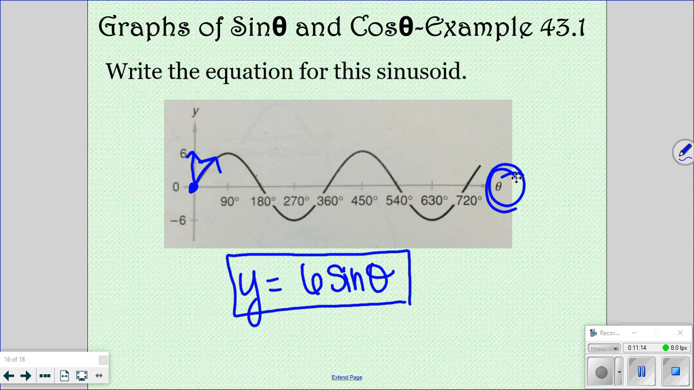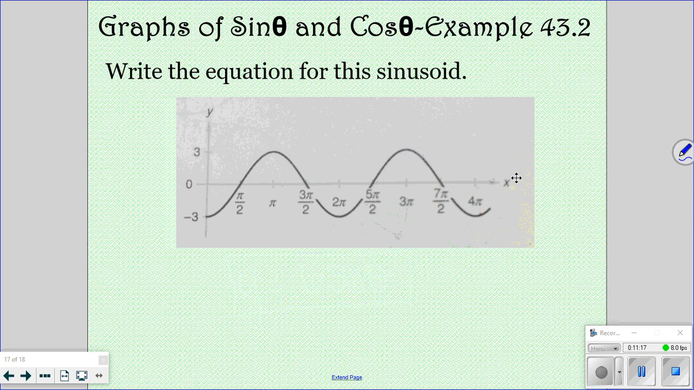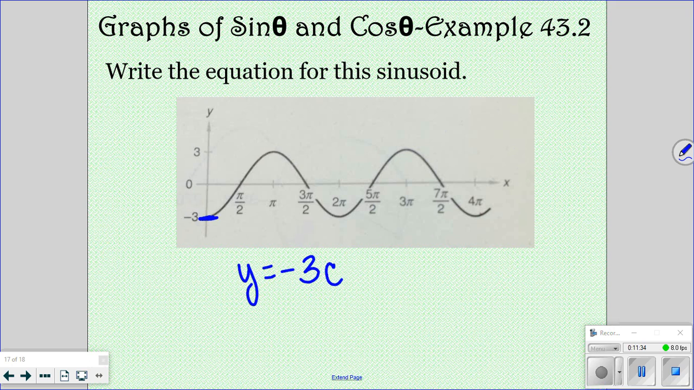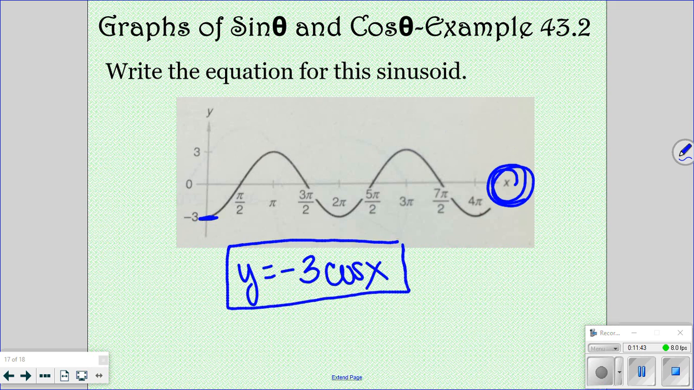Okay, let's look at another one. We want to write the equation for this sinusoid. So y equals, we started at 0 and we went up 3. So it's going to be a 3 for the amplitude. And then we are at a minimum at the origin. So that means that it's a negative cosine. And this one is an x because there's an x right there. So this equation would be y equals negative 3 cosine of x. So that's how you write the equations for sinusoids. Okay? There are two things you're working on right now. Identifying the amplitude and the function, whether it's sine or cosine.